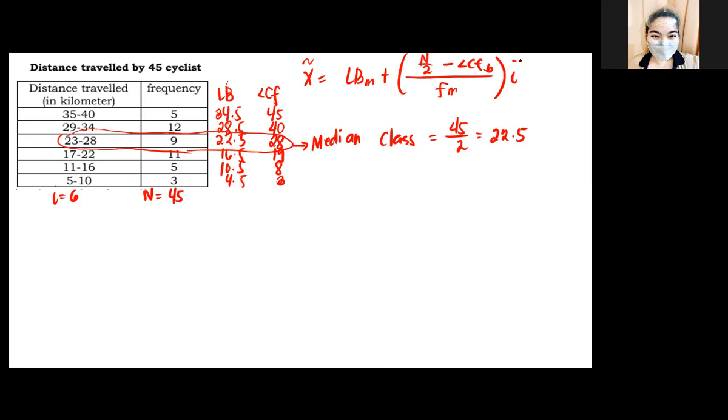After that, makukuha nyo na yung lower boundary. Of course, the lower boundary of that is 22.5. The cumulative frequency below, kaya yung merong B dyan because ibig sabihin yung below, nasa baba niya, that is, or should I say, the lower value is 19. And ano pa yung kailangan? Frequency ng median class ay 9. Frequency at yung i natin ay 6. Then we will substitute that to the formula for median.